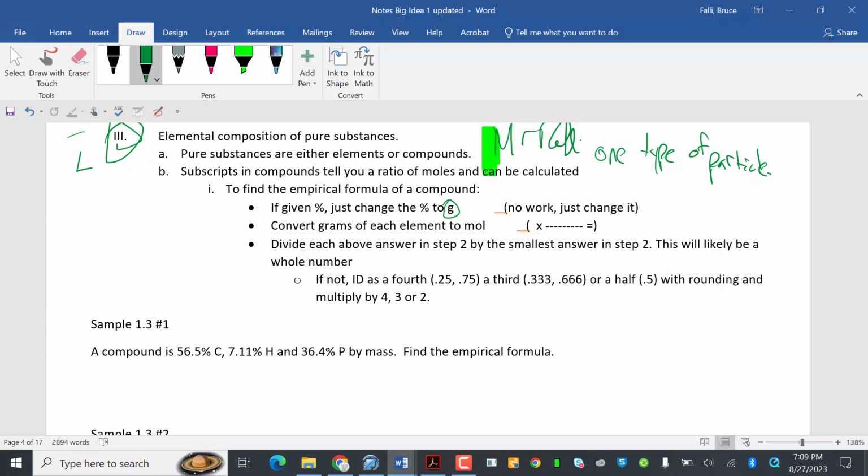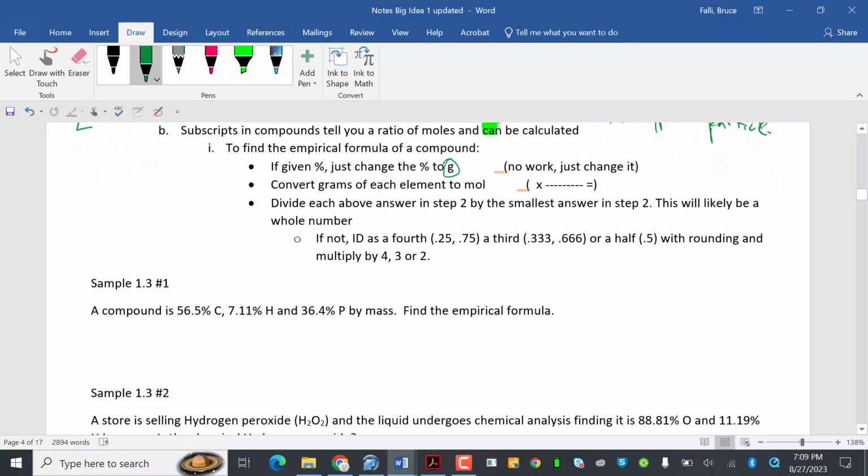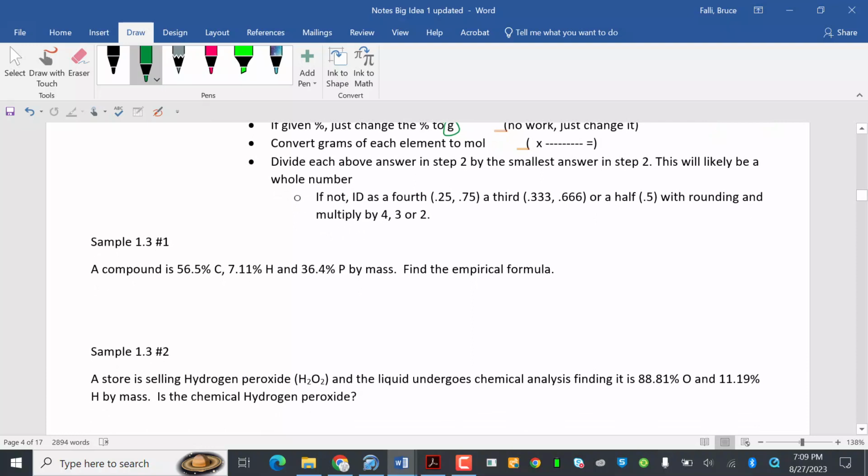This answer will likely be a whole number. It doesn't have to be, but it'll likely be a whole number. If not, it's going to be a simple fraction, like a fourth or 3/4 or a third or 2/3 or half. Those are the only decimals that you need to know. And if it is a fraction like that, then you multiply it by 2, 3, or 4 to get it to be a whole number. So let's take a look at it.